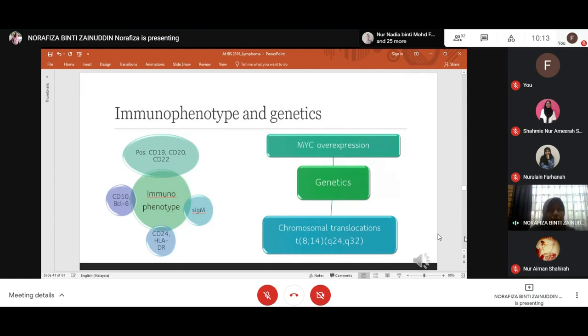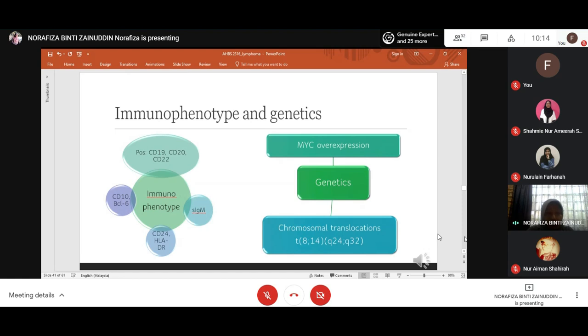All right. Immunophenotypes and also genetics of Burkitt's lymphoma. Burkitt's lymphoma is of B cell lineage. It expresses B cell antigens like CD19, 20, 22, and B cell associated antigens like CD24 and also HLA-DR. It also co-expresses immunoglobulins, usually immunoglobulin M, and germinal center markers like CD10 and also BCL6. They are negative for CD25, CD30, TdT, and also BCL2.